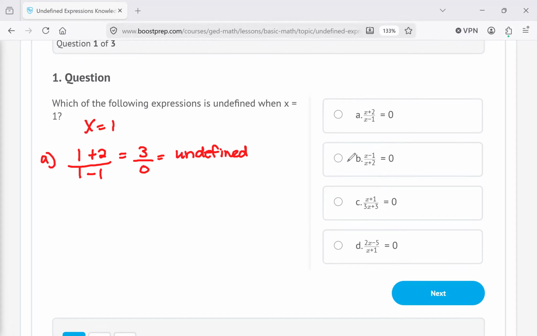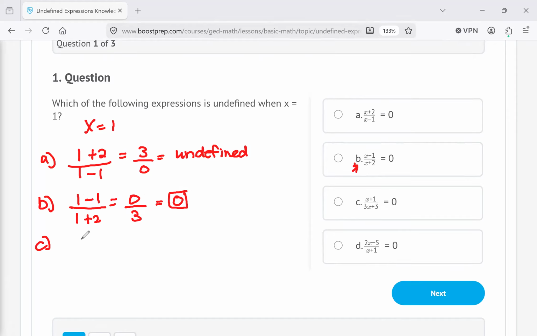If I try B, let's see what happens. Wherever you see x, plug in positive 1. You get 1 minus 1, and then for this one, wherever you see x, plug in 1, so it's 1 plus 2. So 1 minus 1 is 0, and 1 plus 2 is 3. Okay, this is not bad. If you put 0 over 3, that is not undefined. It's actually 0, a real number. That's perfectly fine.